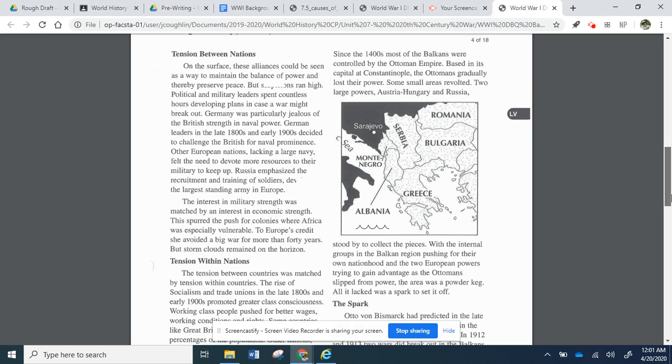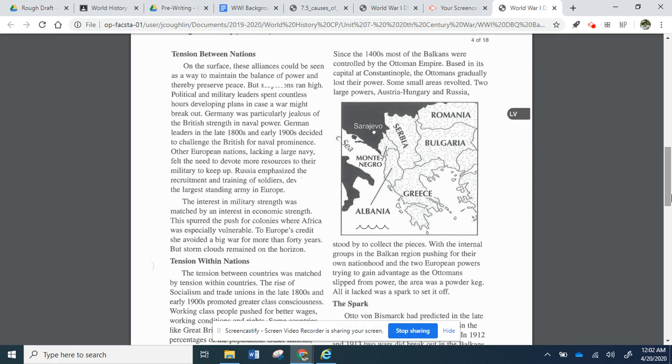preserve peace. But suspicions ran high. Political and military leaders spent countless hours developing plans in case a war might break out. Germany was particularly jealous of the British strength in naval power. German leaders in the late 1800s and early 1900s decided to challenge the British for naval prominence. Other European nations lacking a large navy felt the need to devote more resources to their military to keep up. Russia emphasized the recruitment and training of soldiers, developing the largest standing army in Europe. The interest in military strength was matched by an interest in economic strength. This spurred the push for colonies where Africa was especially vulnerable. To Europe's credit, she avoided a big war for more than 40 years, but storm clouds remained on the horizon.